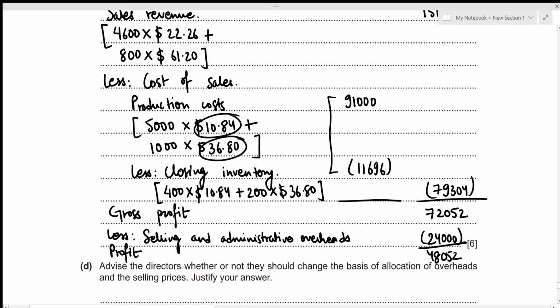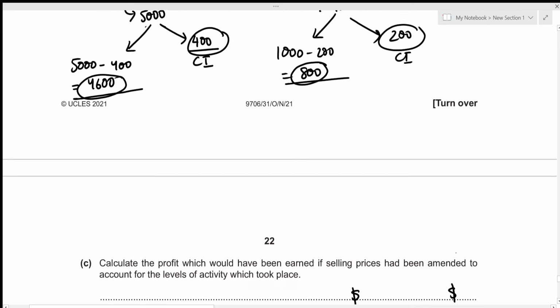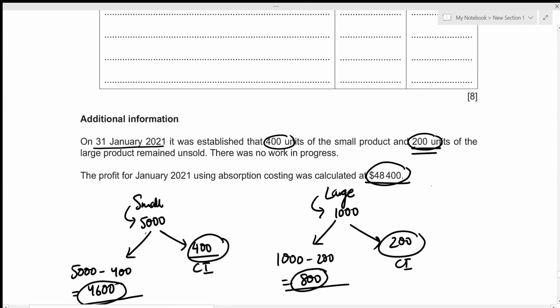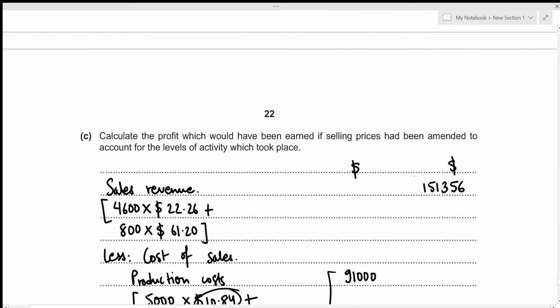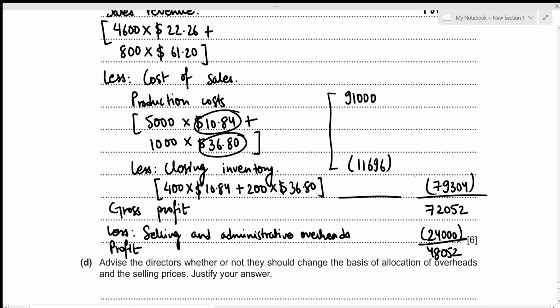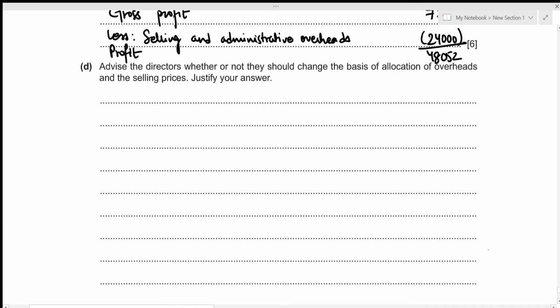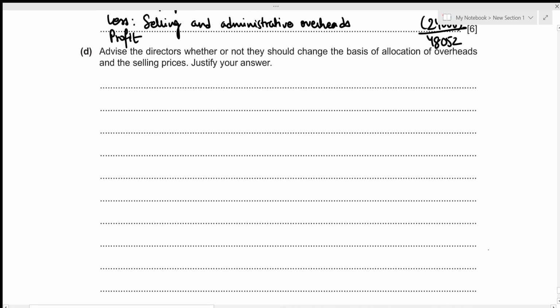Okay, so previously, if we followed the selling price from the first part of this question, we would have gotten the profit of 48,400. But after following the selling price from the second part of this question, we figured out our profit to be 48,052, which means that the profit was definitely higher if we followed the selling price that we figured out for the first part of this question. This concludes the third part. Now we can move to the fourth one. We need to advise the directors whether or not they should change the basis of allocation of overheads and the selling prices. We need to justify our answer.